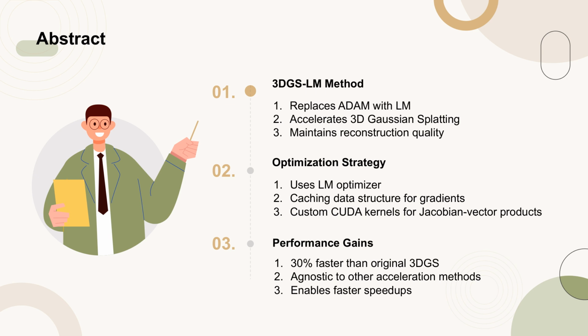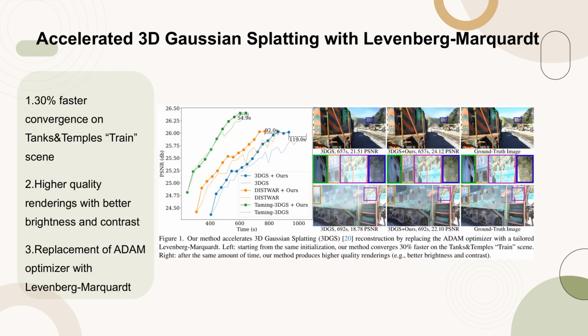Figure 1 illustrates the acceleration of 3D Gaussian splatting, 3DGS, reconstruction through the replacement of the Adam optimizer with a tailored Levenberg-Marquardt. On the left, it shows that starting from the same initialization, our method achieves a 30% faster convergence on the Tanks and Temples train scene. On the right, it demonstrates that after the same amount of time, our method yields higher quality renderings, characterized by improved brightness and contrast.